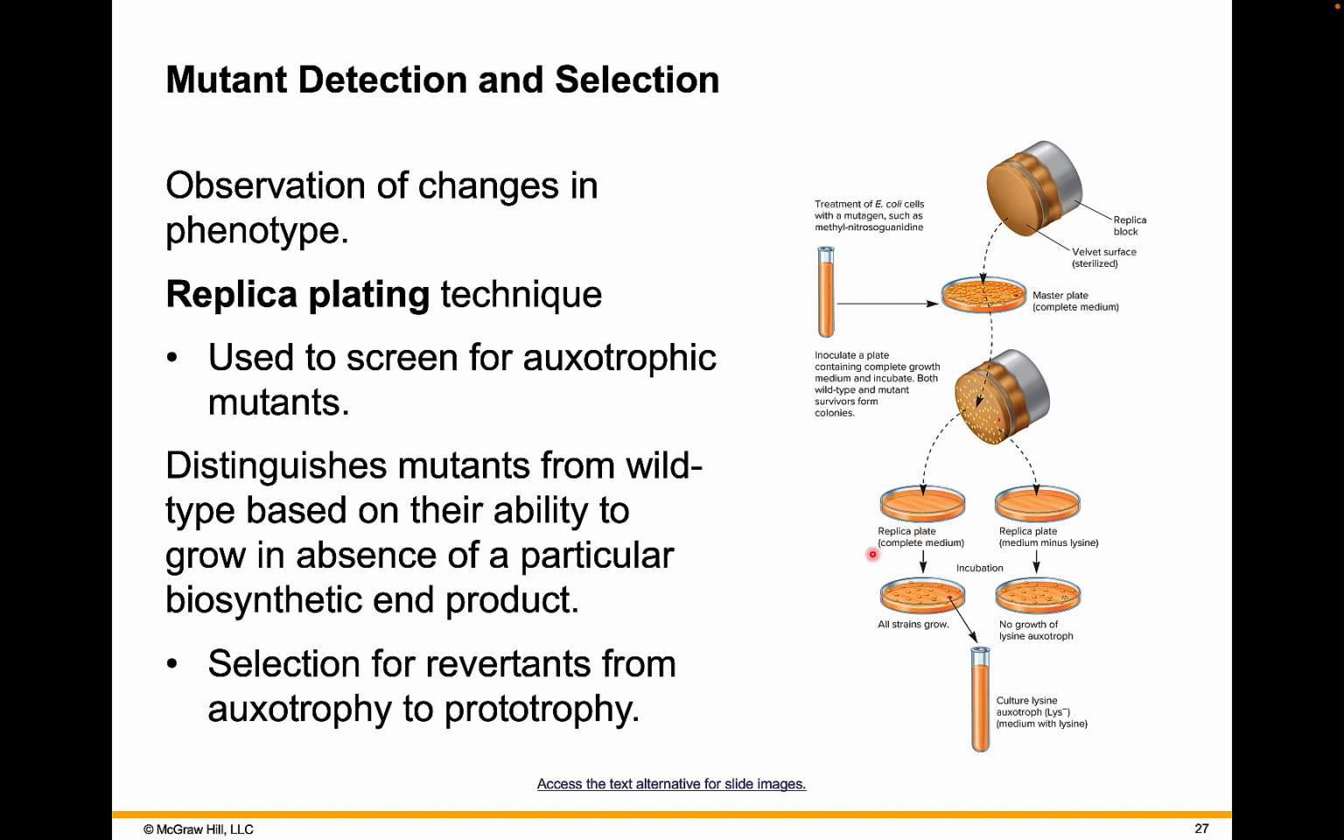Few of these replica plates will have a complete media with all the amino acids, and some of these replica plates will have a different medium. Say for example, we are trying to find a lysine auxotroph. So these replica plates will not have lysine, and we touch the replica block onto each of them. Here the auxotroph is shown in red, but we may not actually have that red color. This is just for identification. So here all the strains are growing, and here the auxotroph will not grow.